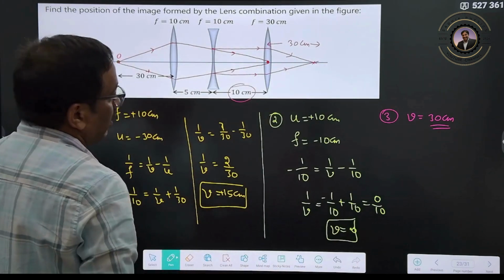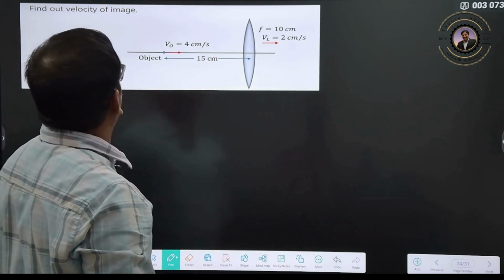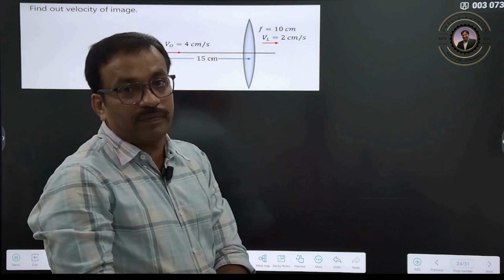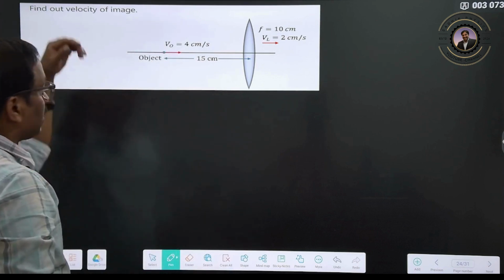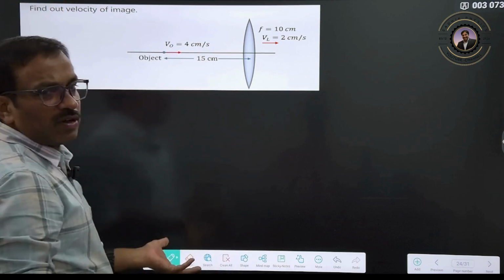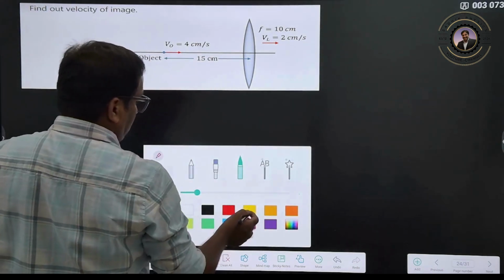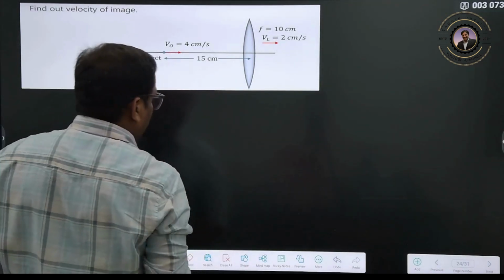Now let us go for one more question. We have to calculate the velocity of the image. Here the lens is also moving, and the object is also moving. I already did this type of concept with mirrors also, so the same concepts we are going to apply here. First let us see how the object is moving. The object is moving along the principal axis.